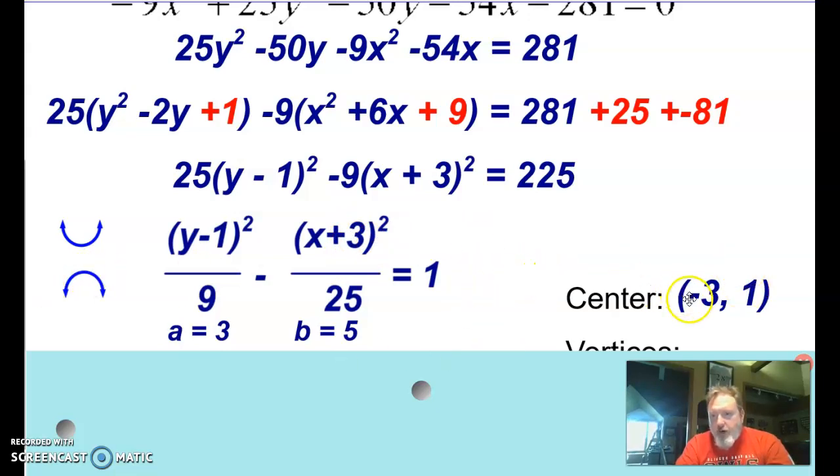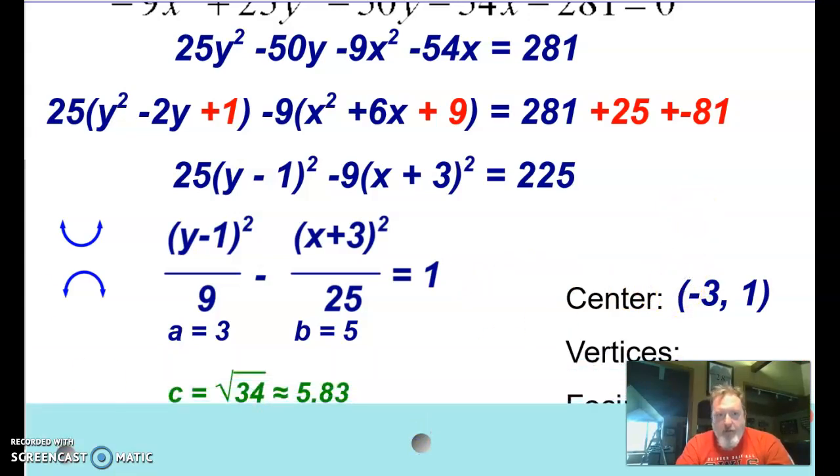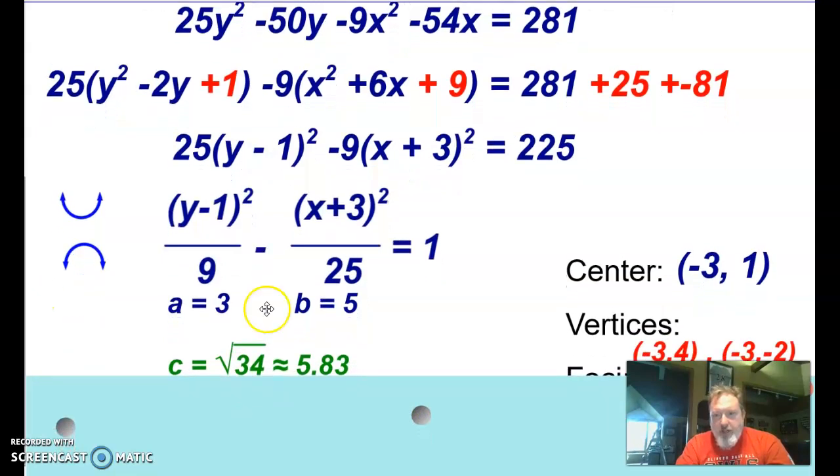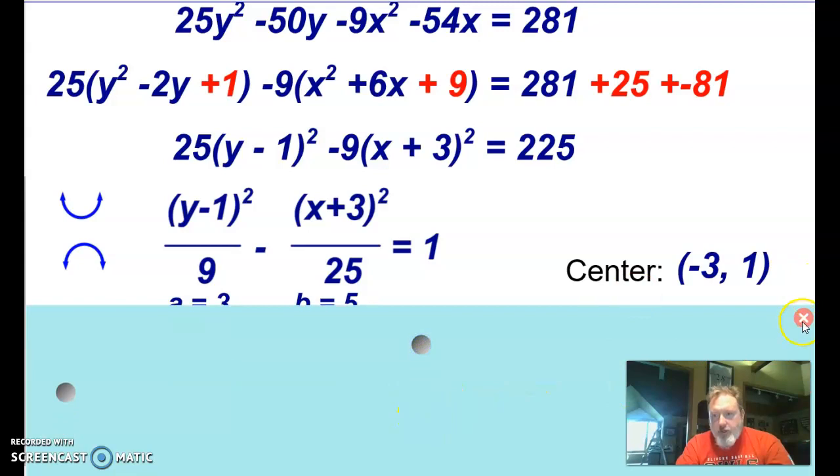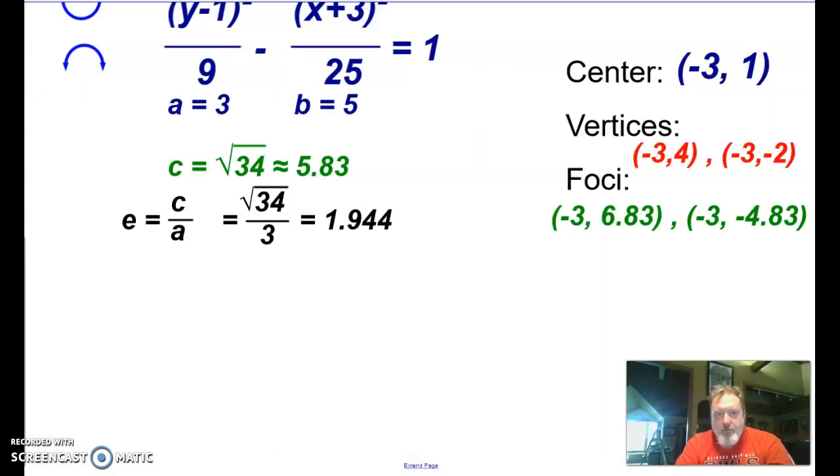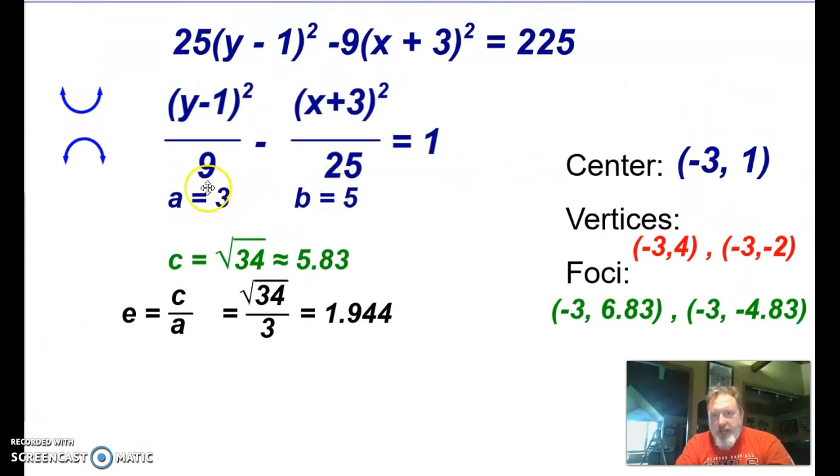Opens up or down. So our vertices are going to be a units up and a units down. So when we do that, let me get rid of this shade here real quick. All right, so a units up and a units down. So I'm going to add 3 to 1, and I'm going to subtract 3 from 1. So there's my vertices. And for my foci, I'm going to add the c value and subtract the c value from here. So add these two together, I get 34. Square root of 34 is 5.83. So I am going to add 5.83 to 1 and subtract 5.83 from 1 to get the foci.